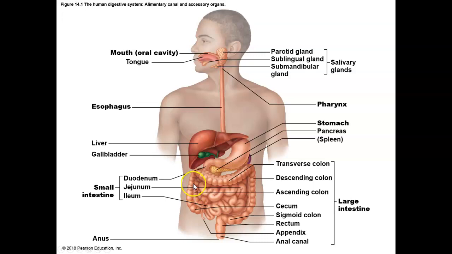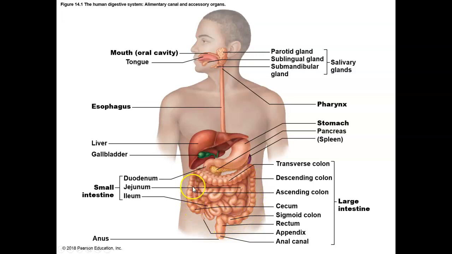And in this region, we have mainly absorption of water, but we also have absorption of certain vitamins. At the tip of the cecum, we have the appendix. The appendix holds a lot of different bacteria that make up our gut flora. So if you have an illness that gets rid of a lot of the bacteria, the appendix can help to replenish the normal flora of the gut. It's one of the functions.